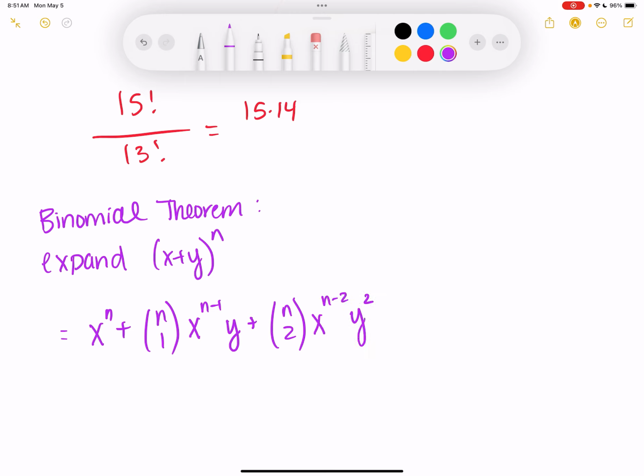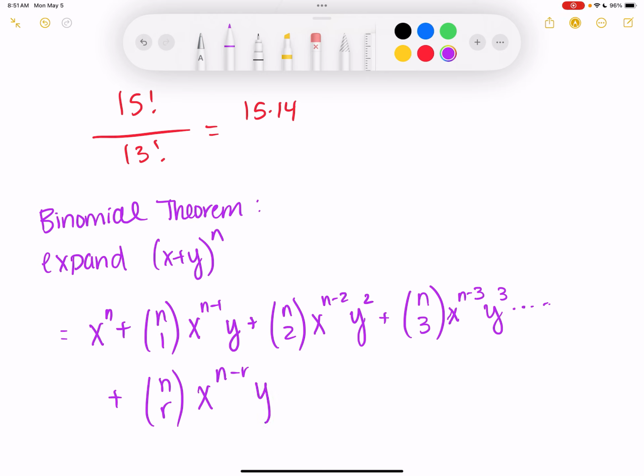Or well, I'll go ahead and write one more. N things taken 3 at a time, x to the n minus 3, y cubed, again, so on and so forth, plus n things taken r at a time. I don't even know what number I'm at yet. And that's x to the n minus r, and then y raised to the r. So y will always be raised to whatever that bottom number is. X will always be n minus whatever the bottom number is. And then finally, all the way out to the last term would be n things taken n minus 1 at a time.